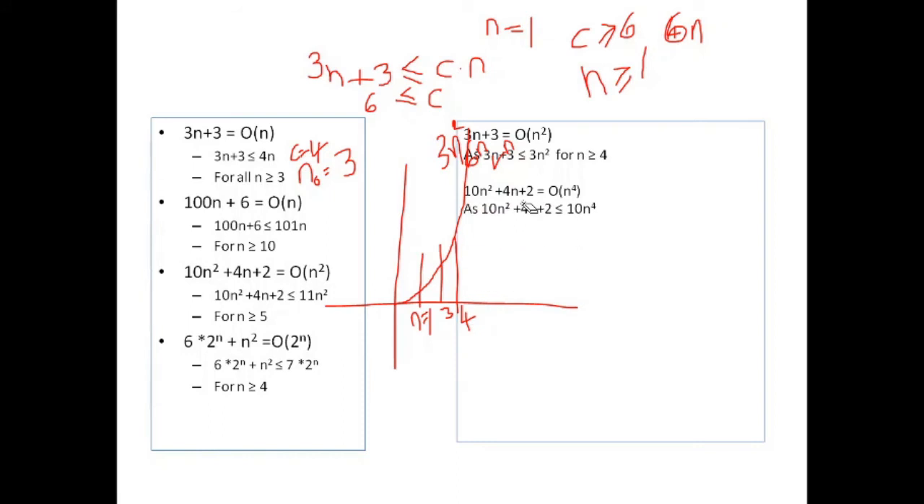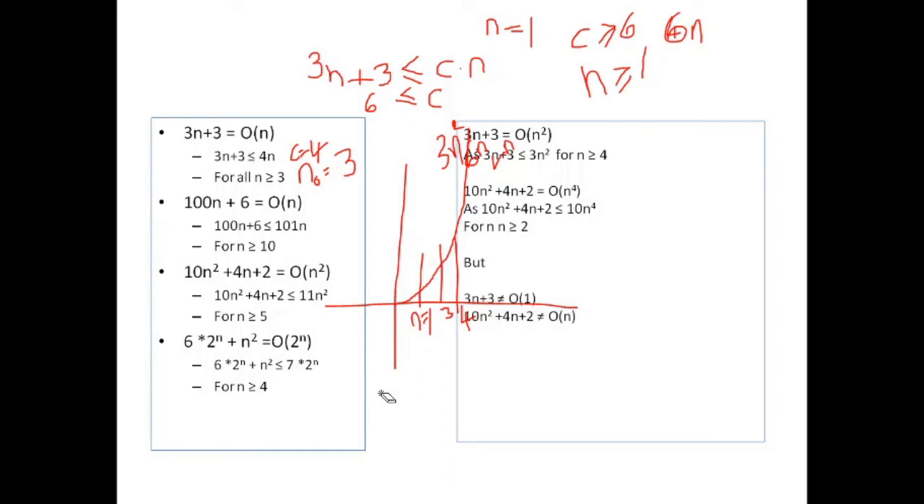In order to say that, you have to be able to write this, and this is true for n greater than or equal to 2. But although we can say for this particular function, n raised to 4 is an upper bound, you cannot say 3n plus 3 is order of 1.